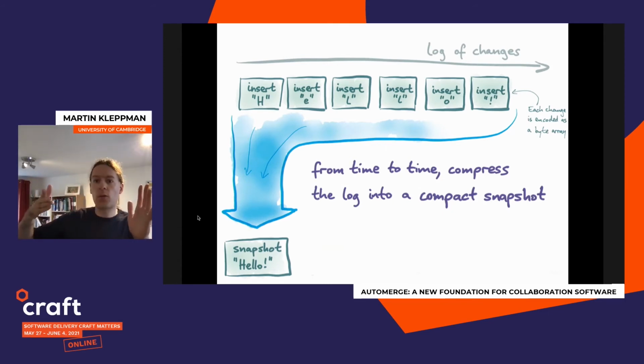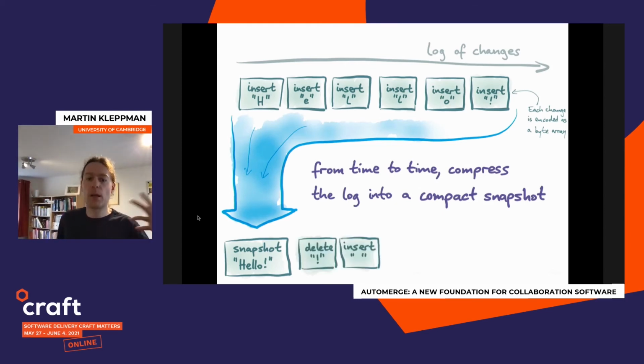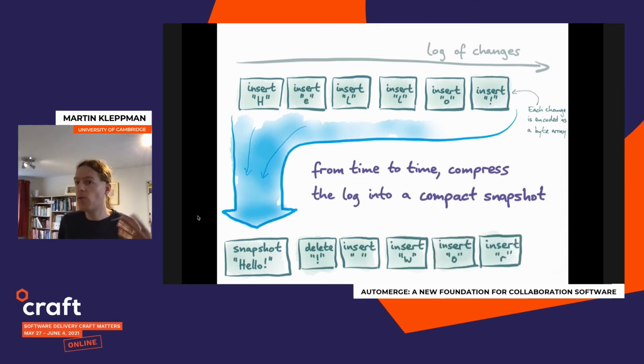So when the log gets too long, define too long in some application-specific way, we can just say, OK, now we're going to take the accumulated log and compress it down into a snapshot. And then on top of that log, you can just keep adding changes one after another, again, just as byte arrays. And then once that gets too long, again, you just compress it down into a snapshot. And that way you can have a document saying hello world here, for example.